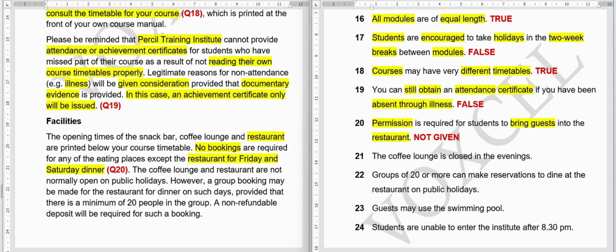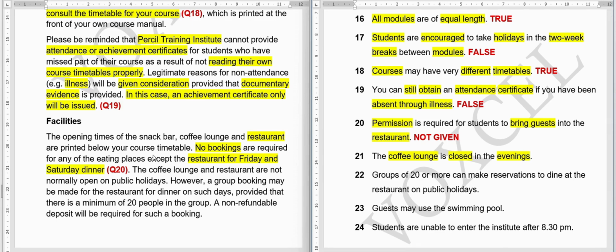Hope it is clear. Okay, next question number 21. The coffee lounge is closed in the evenings. So they're saying that this particular place, the coffee lounge, is closed in the evenings. If it is closed in the evening, the answer will be true. But if it is not closed in the evening, if it is open, the answer will be false. And if we don't know about the closing or opening timings, when it opens or when it closes, the answer will be not given.